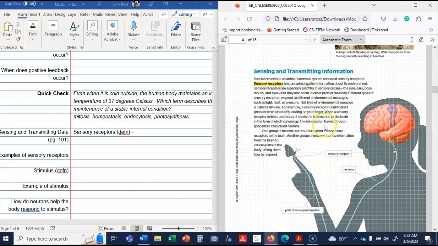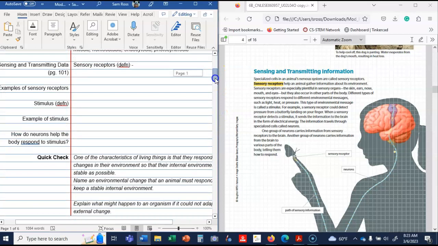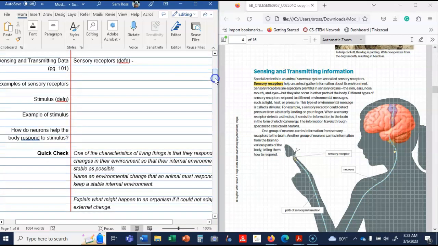And then the definition of stimulus. Stimulus is a type of environmental message. It could be light, heat, or pressure, but it's a type of environmental message. An example of a stimulus could be a butterfly landing on your finger, or an electrical charge of some kind.